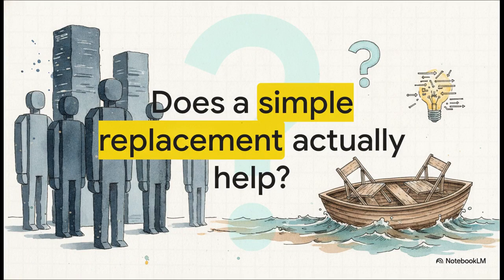Which leads us to the million-dollar question. Does a simple replacement actually help here? Like, is swapping out a few characters really going to fix a dense block of monadic code? Or are we basically just rearranging deck chairs? Well, let's see what happens.